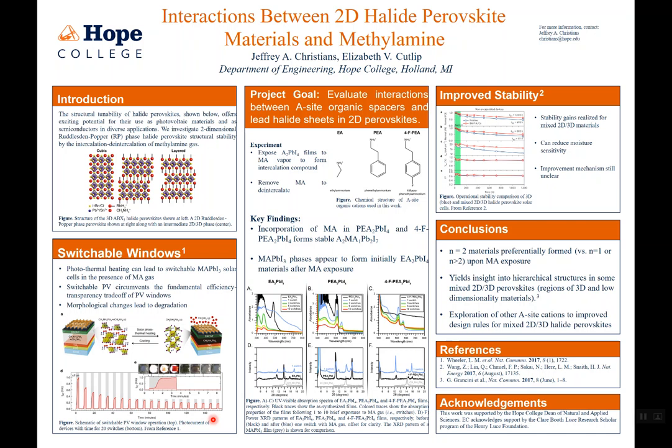We're looking at now more organic cations and trying to tease out a little bit better what some of these interactions look like. I think one of the interesting things is we're seeing a preferential formation of the N=2 material over and above N=1 or N greater than 2 upon MA exposure. So I think this yields some insight into the hierarchical structures that people are seeing in 2D, 3D perovskites, where we have regions of pure 3D and also other regions of low dimensional materials. So we're looking still at exploring other A-site cations, improving the design rules of mixed 2D, 3D halide perovskites. Thank you.